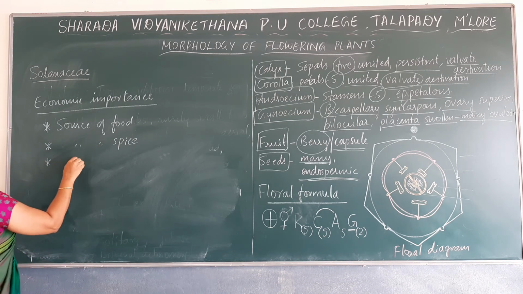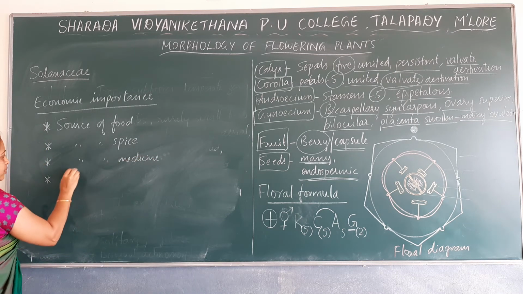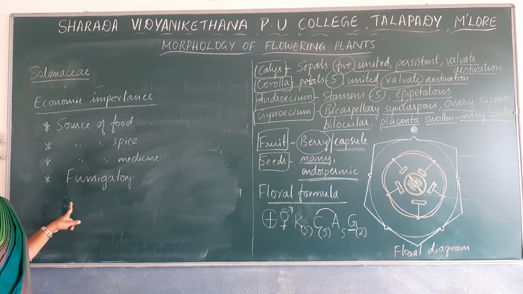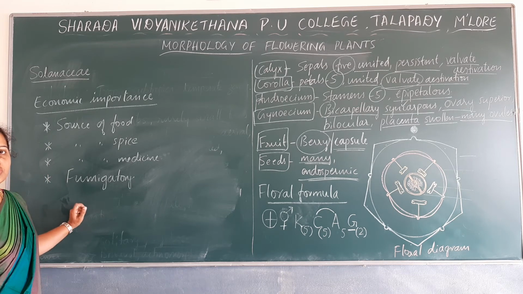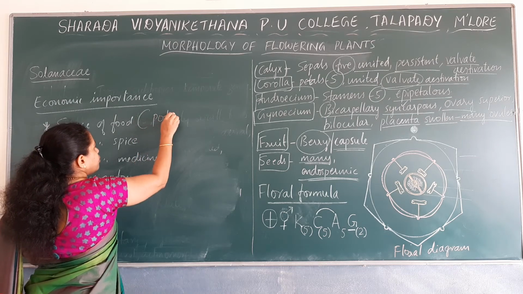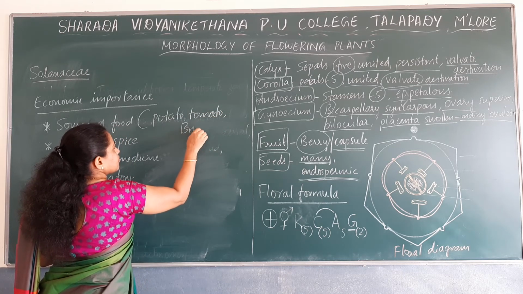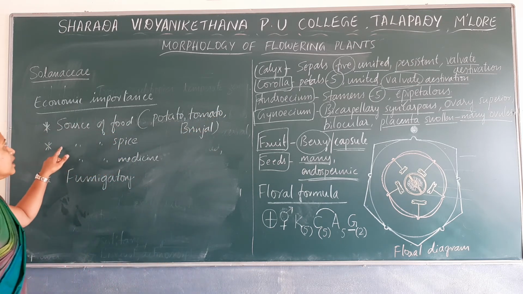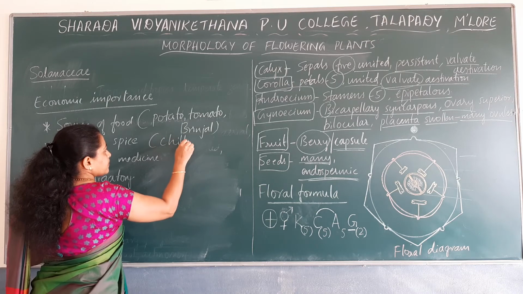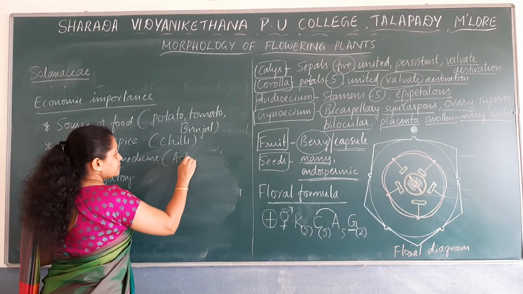There are certain plants which may be source of medicine. And there are certain plants which are fumigatory plants. So examples for those plants which are the source of food under Solanaceae may be potato, tomato, brinjal, etc. Then members that are the source of spice may be chili. Members that are source of medicine may be ashwagandha plant.